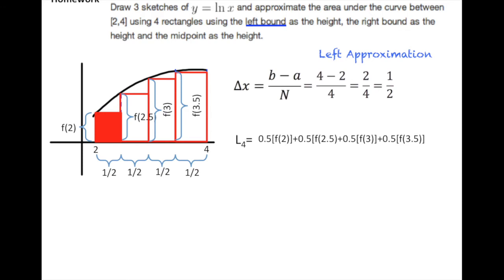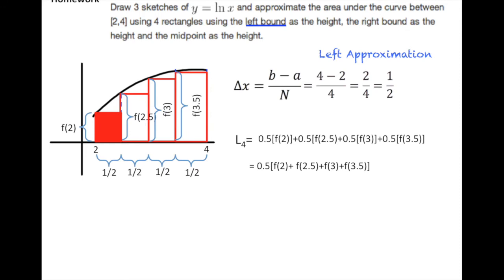Now, because 0.5 is a common factor there, I can just take that out, and I could say 0.5 times f of 2 plus f of 2.5 plus f of 3 plus f of 3.5. This is something that you need to show within your work. It is something that they will be looking for in the AP exam, and it is something that I will be looking for as well. Okay, we don't just want to write the numbers because there's no indication then of where those numbers came from. You writing this line is going to tell me where those numbers came from.